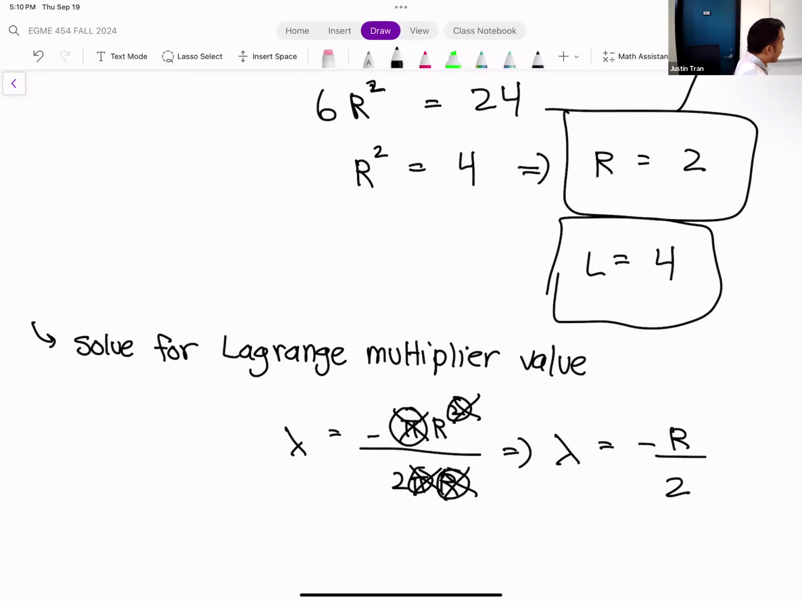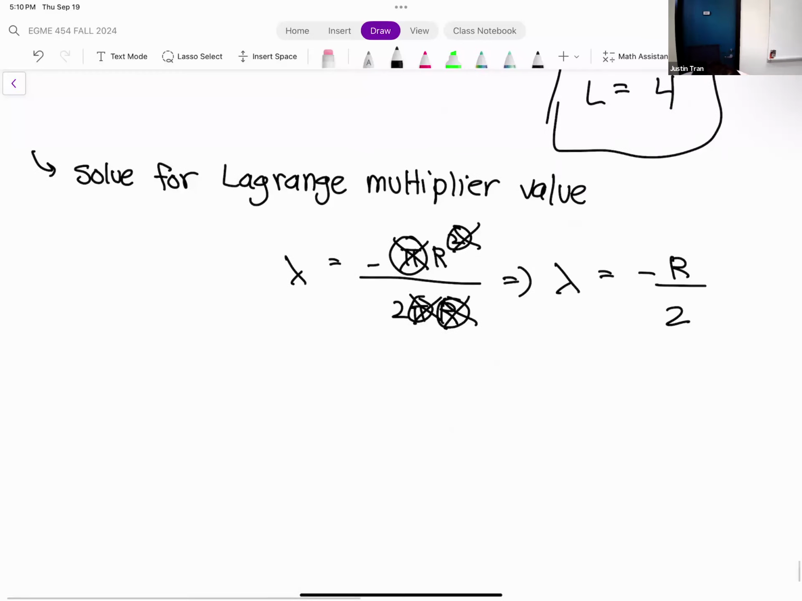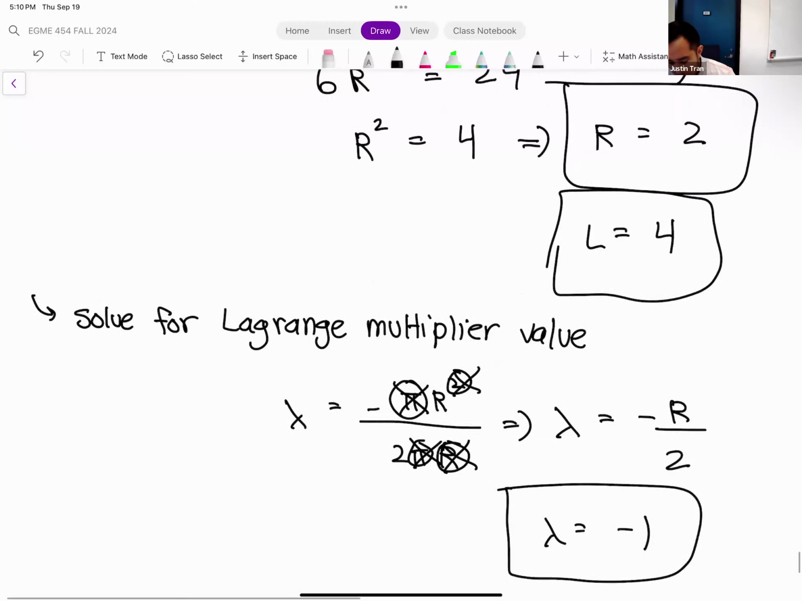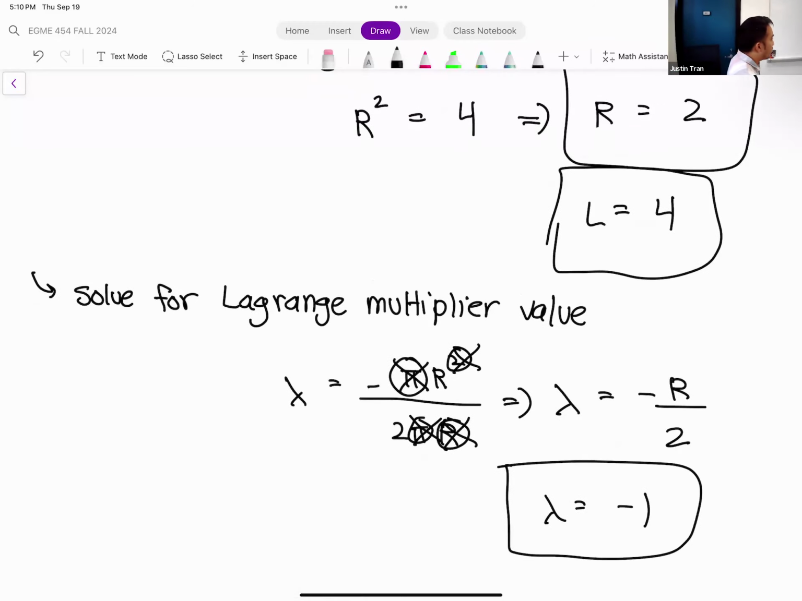So let's go ahead and plug in our value for r. We know r in this case is 2. So from this problem, we get a Lagrange multiplier value of minus 1.